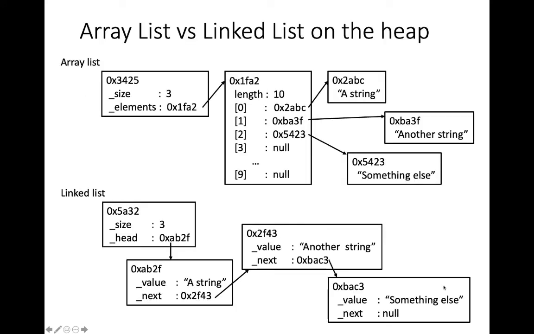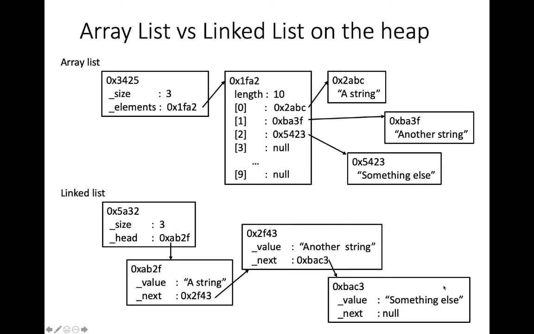On the top, we have a diagram of what an array list looks like on the heap. If I have an array list, then I have size and some pointer to some elements, right? And that's my array of elements, some of which are filled, some of which are null because I'm using only the first three. Let's say this is a list of strings. So the first three point to a string, point to a string, point to a string.